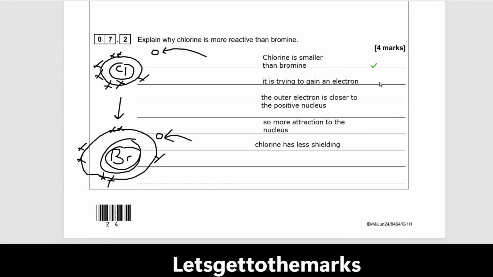Chlorine is smaller, it's trying to get an electron. The electron's closer to the nucleus, there's greater attraction, there's less shielding. We could say a greater electrostatic force of attraction if I wanted to get real cool about it. Electrons are negative, the nucleus is positive, electrons are attracted to the nucleus, chlorine is smaller. It more easily gains the electron, or takes less energy to gain the electron. That's another marking point.